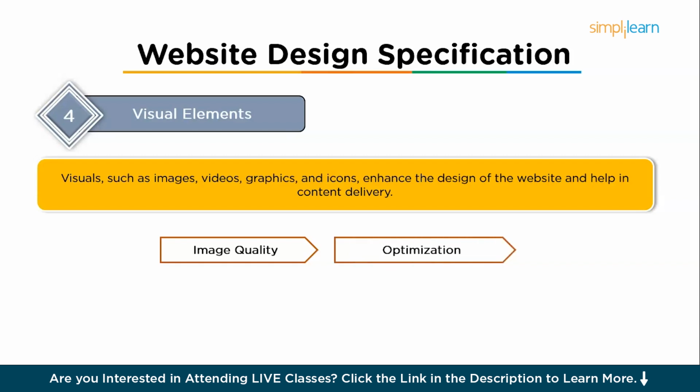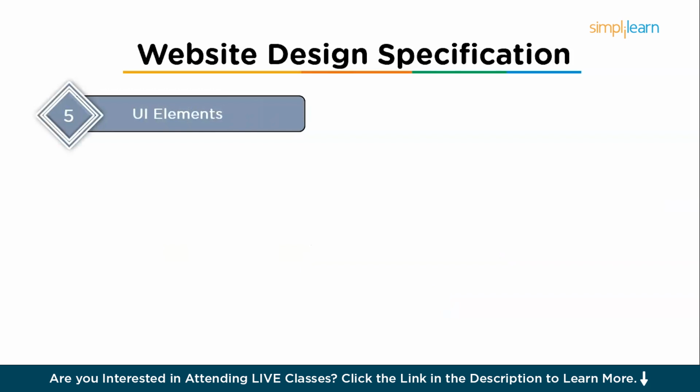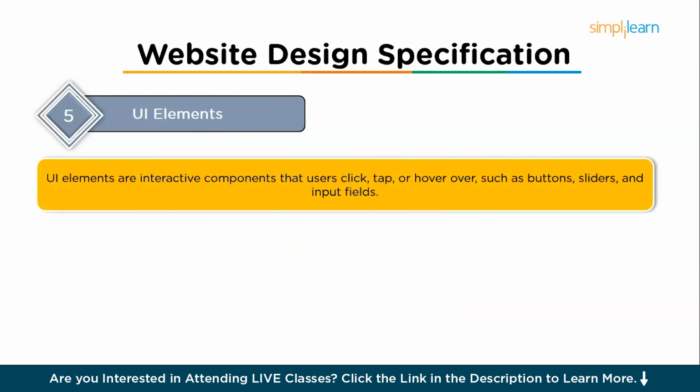The second one is optimization. Images should be compressed to avoid long loading times. The third is consistency. Visual elements like icons and illustrations should be consistent in style and tone throughout the website. Fifth point is UI elements, or you can say user interface elements. UI elements are interactive components that users click, tap, or hover over, such as buttons, sliders, and input fields. The design of these elements affects the usability and overall user experience.